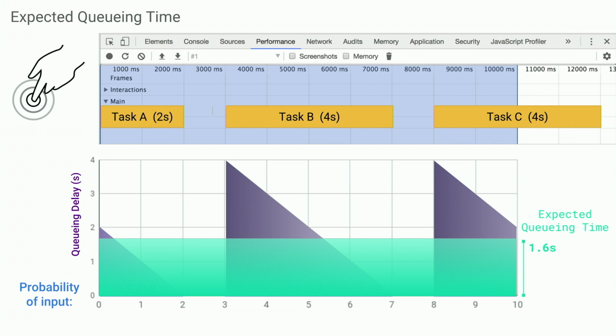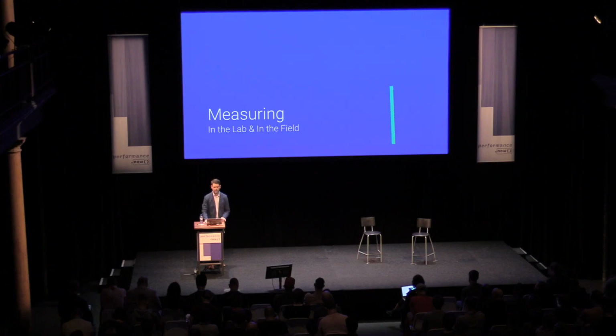So this might be a really nice way of summarizing how much impact long tasks have on your users. Currently, this metric is not exposed in any tools, but it's something that we rely on under the covers a lot of the time. All right, that's it on the insides and outs of metrics. Let me talk a little bit about measuring in the lab and in the field.